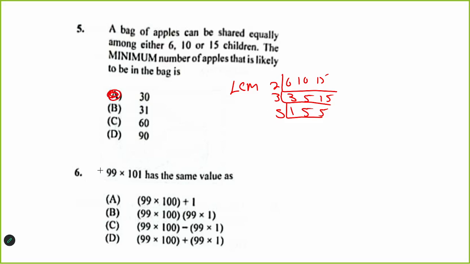99 multiplied by 101 has the same value of. So if we look at this, this is ones, tens, and hundreds. So it would be 99 multiplied by how many hundreds? 100 plus 99 multiplied by 1. This should be the answer here. So that would be D is the answer.